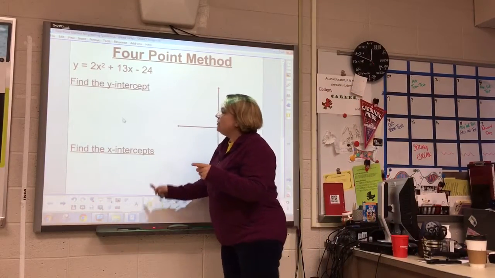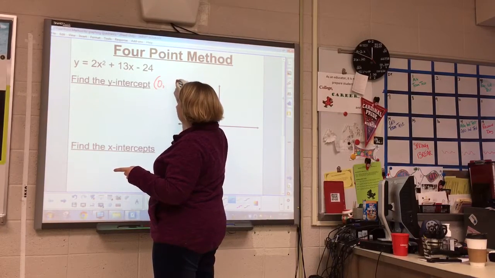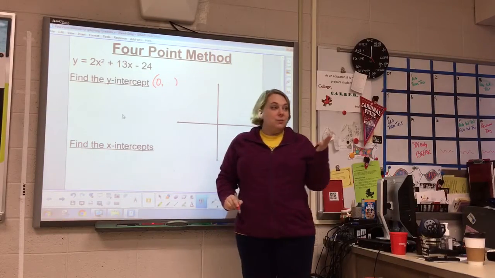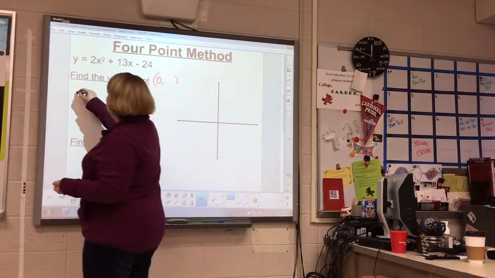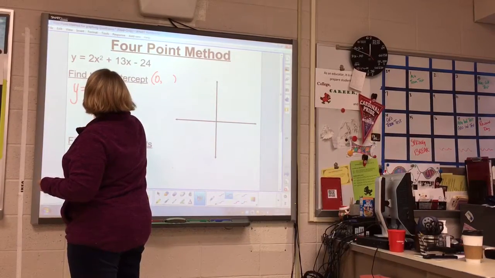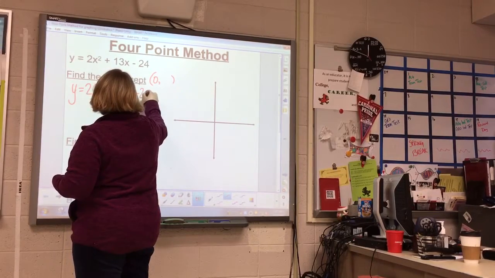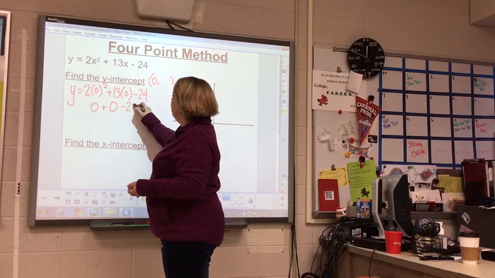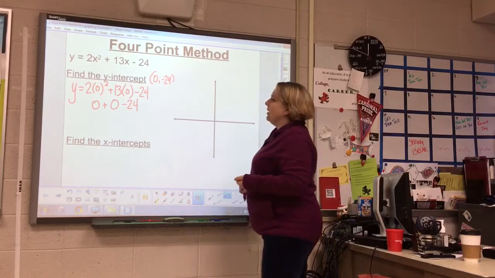Okay, the first thing I need to do is find the y-intercept. So if you remember back when we talked about y-intercepts, the y-intercept always has 0 for x, and then you need to find what number it is for y. So I can just plug 0 in for x, and it will give me the y. So y equals 2 times 0 squared plus 13 times 0 minus 24. This is 0, this is 0, minus 24. So my y-intercept is (0, negative 24).